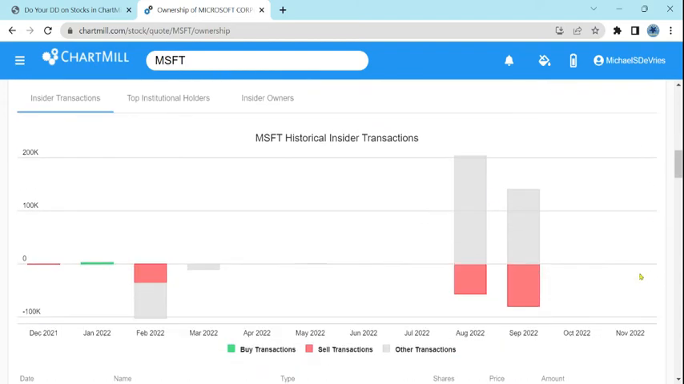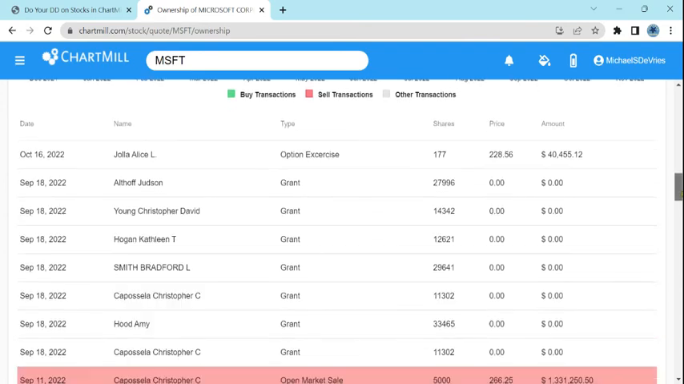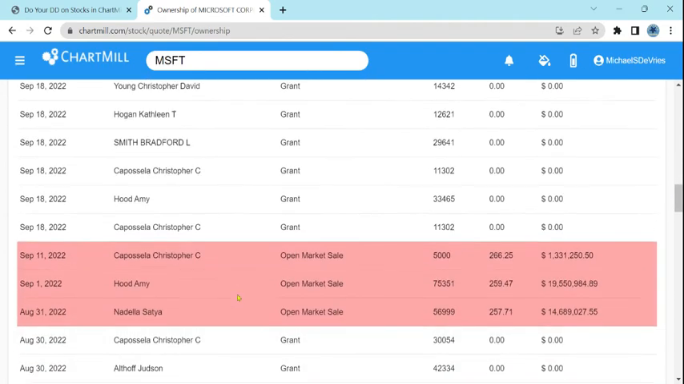Same way with insiders, we can see historical insider transactions. So again, in Microsoft, we see a sell in September '22 and August of '22. We see a buy way back in January of '22. Again, buys are going to be positive. Sells, although there are many reasons why an insider may sell, they're generally perceived to be negative, whereas buys are definitely positive. And again, there's a table of what the buys and sells were.